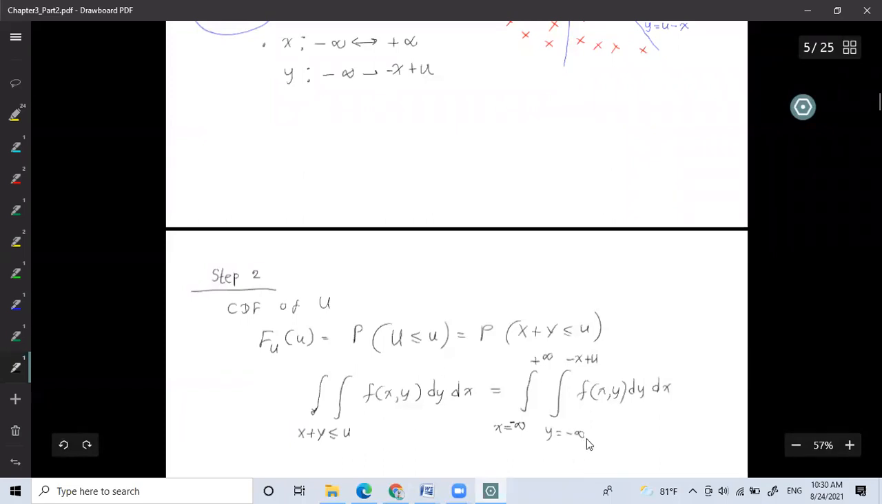And y will go anywhere from negative infinity up to negative x plus u. But again, if y is exponential, the lower limit of y will be 0. If y is a normal distribution, it will be negative infinity. So likewise, you will figure out the exact limits of x and y, and the joint density f of x and y, depending on the question. You will find a certain function, a certain expression, there. Since this is the proof, I'm using the notation f_XY for the joint density of x and y.